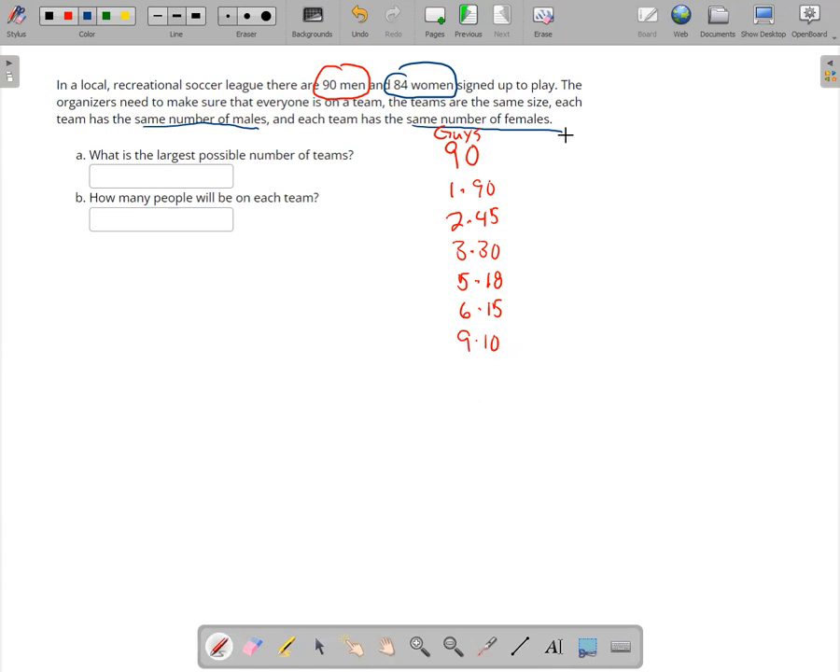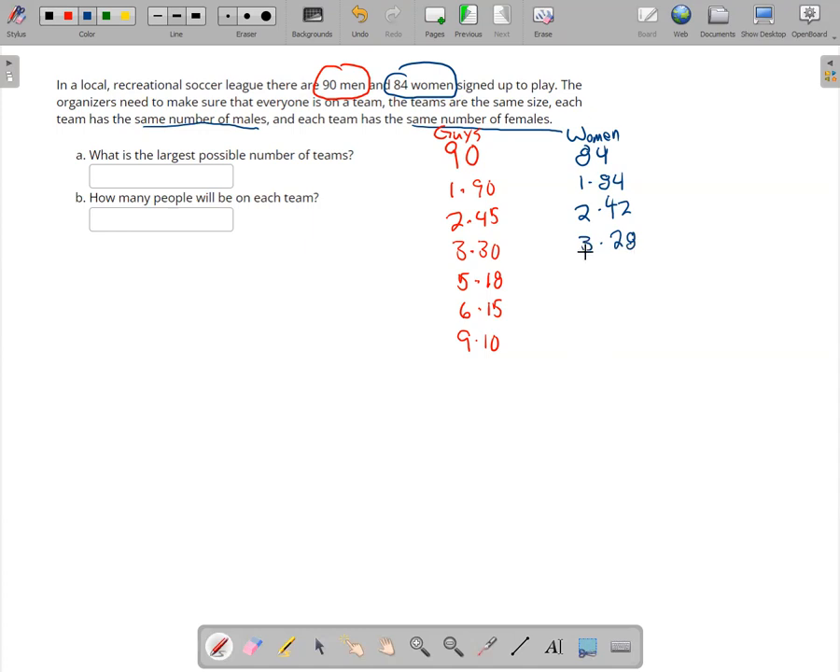Let's check out the women. We've got 84 women, which means we could have 1 group of 84 or 84 groups of 1. 2 goes into 84, 42 times. 2 groups of 42 or 42 groups of 2. 3, let's see, 8 and 4 is 12. Yeah, so 3 goes in there. 3 goes into 8 2 times with a 2 remainder. 3 goes into 24 8 times. I think that's 28.